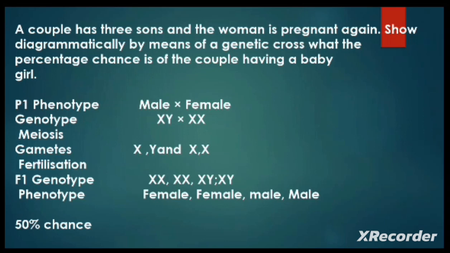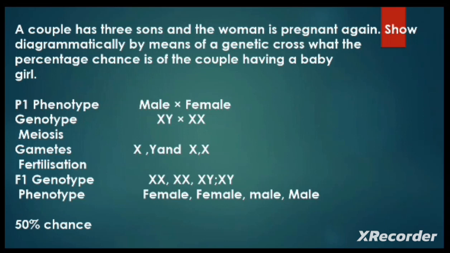Right? So for your meiosis, you don't write anything, and then for gametes you write the genotypes as they are, XY, XX, but in the middle you put a comma. For example, X, Y, and then X, X. And then for fertilization, you write nothing, and then for F1 genotype, F1 is the offspring, the genotype of the offsprings, the genotype of the children.